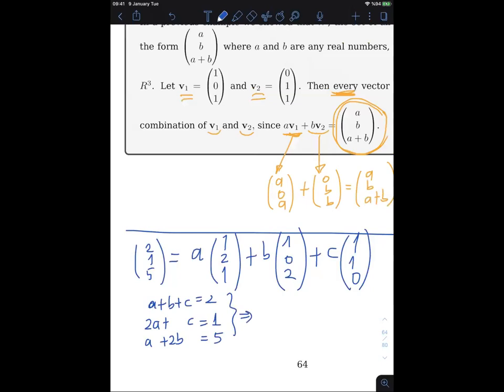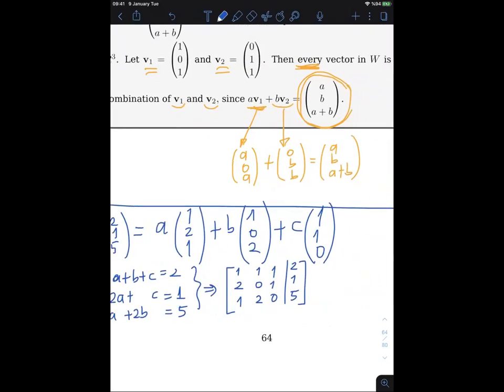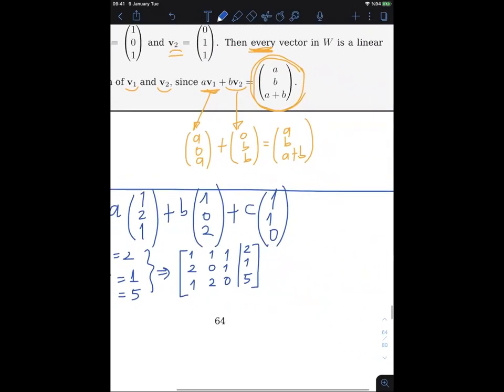Same thing. Can we solve this? Well, we look at the augmented matrix: 1, 1, 1, 2; 2, 0, 1, 1; 1, 2, 0, and then write these numbers 2, 1, 5. And then we have to solve this. We have to find whether this system has a solution or not. Okay, let's try to solve this.